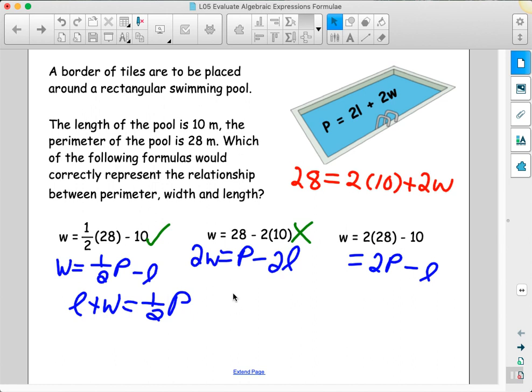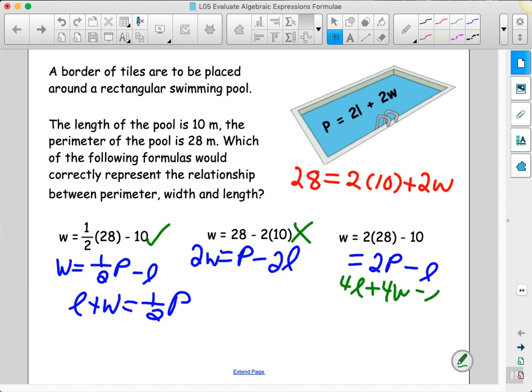This next one has that 2 times the perimeter minus L. So if you do double the perimeter, let's see, what would double the perimeter be? Double the perimeter would be 4L plus 4W. Now we're subtracting an L, right? 2 times the perimeter gives us 4 L's and 4 W's. This is going to give us 3L plus 4W. So that's not right.